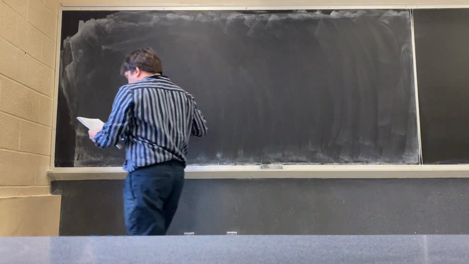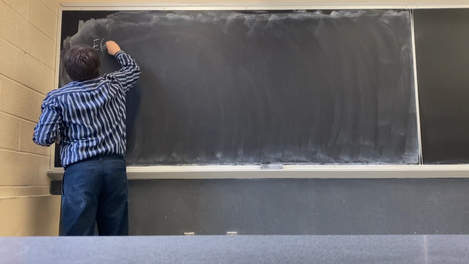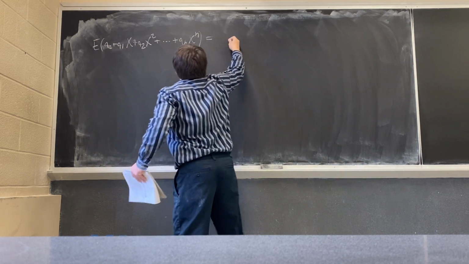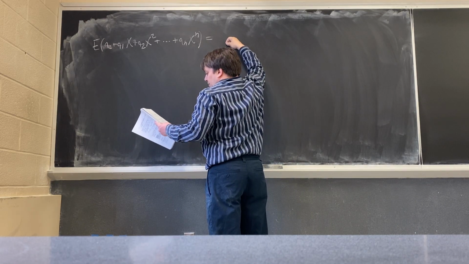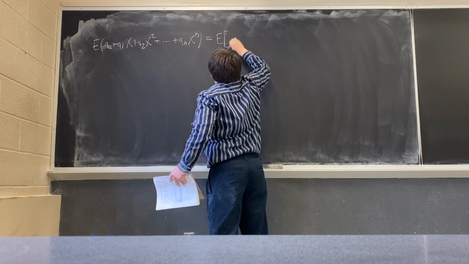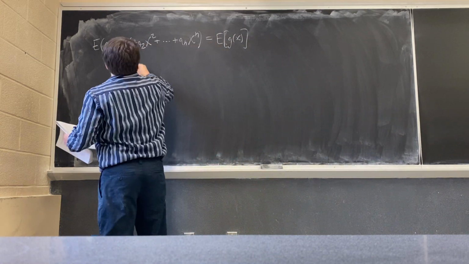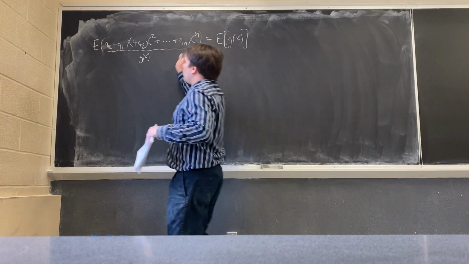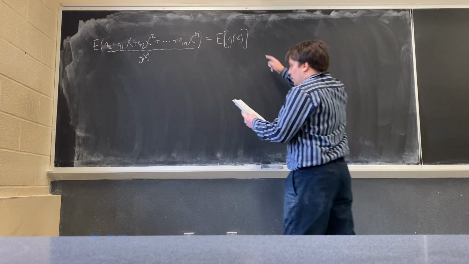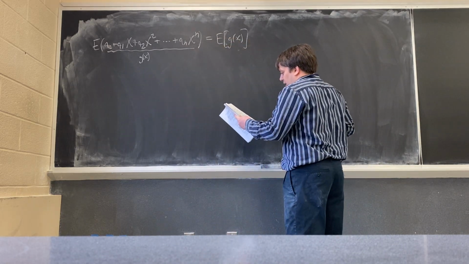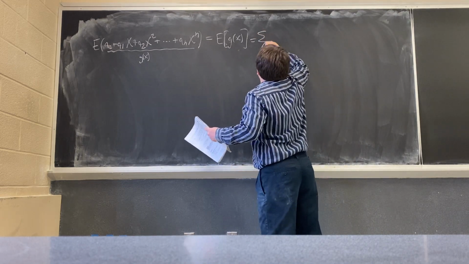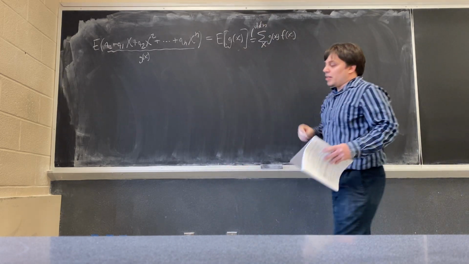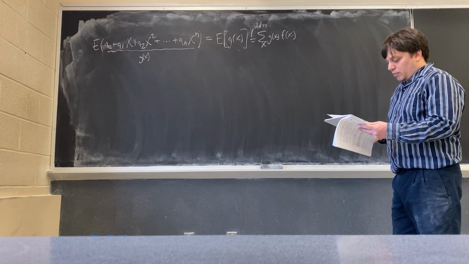So E of a naught plus a1 x plus a2 x squared plus dot dot dot plus a n x to the n is equal to E of g of x, where I'm going to let g of x be this. So we have a random variable, capital X, and g of x is itself a random variable. So E of g of x is the sum over x of g of x times f of x by definition, and we're saying that capital X is a discrete random variable.